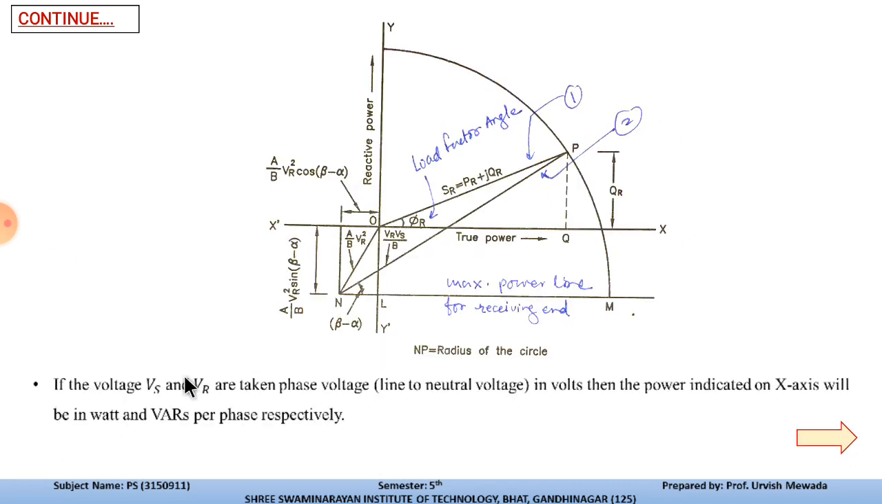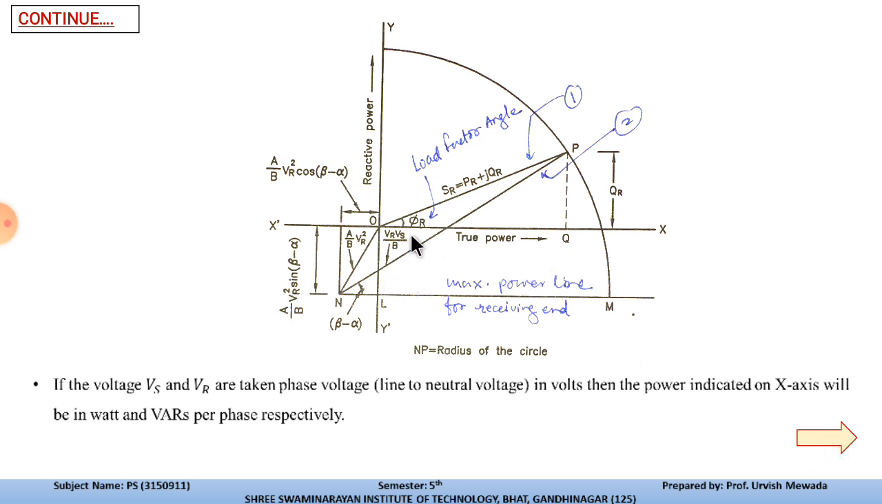So this is how we can plot the circle diagram for the receiving end power transmission system. For that we require three components: first of all, the active power component and the reactive power component, meaning the x-axis component and the y-axis component, and the radius, so the center of the circle. From these three we can draw this circle diagram, and these are all the factors that we can calculate with the help of the receiving end power circle diagram.